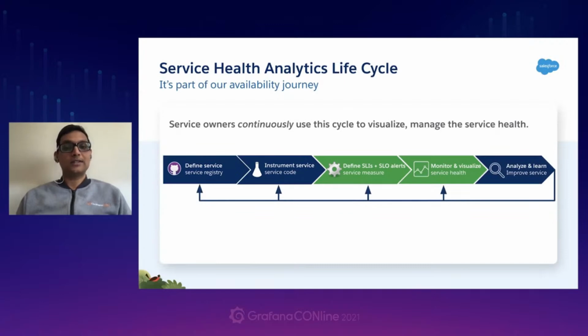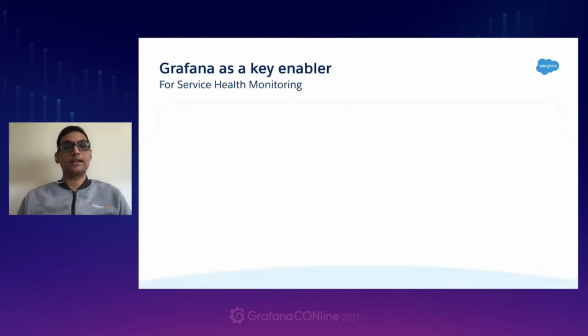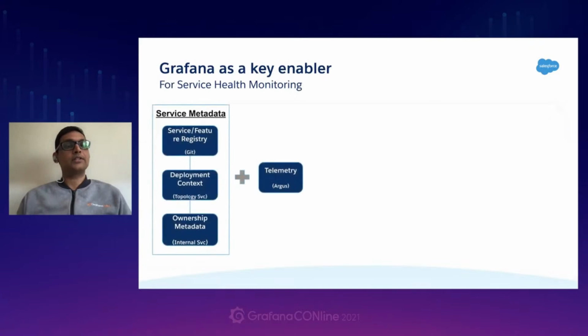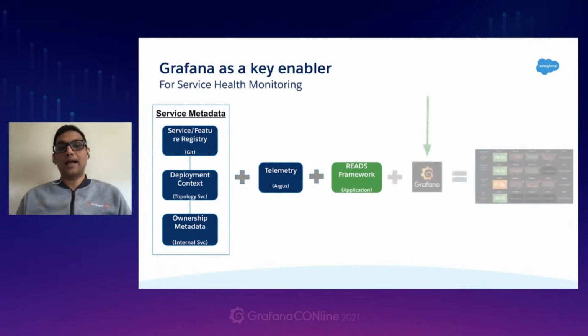Now, let's see how different systems at Salesforce bring together this process to life and how Grafana plays a key role in this journey for us. We have our services being registered in our internal registries, and our service owners use our internal deployment tools to deploy our services. And we have our telemetry platform that is Argus, which my colleague is gonna talk about in the next session. And then we have implemented a framework called Reads framework that every service owner at Salesforce, around thousands of services, register their SLA configs with, which drive the Grafana dashboards for reads.